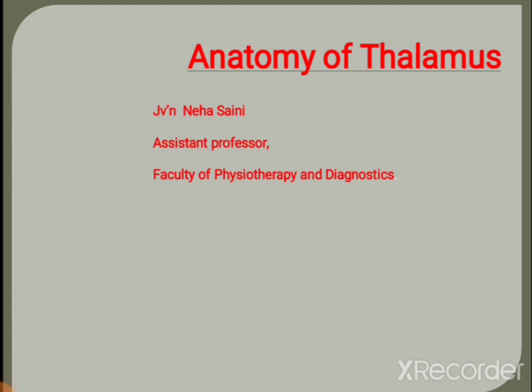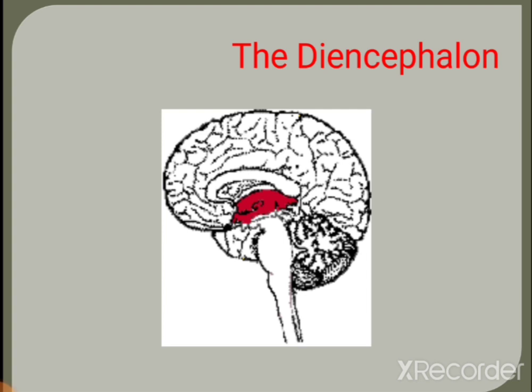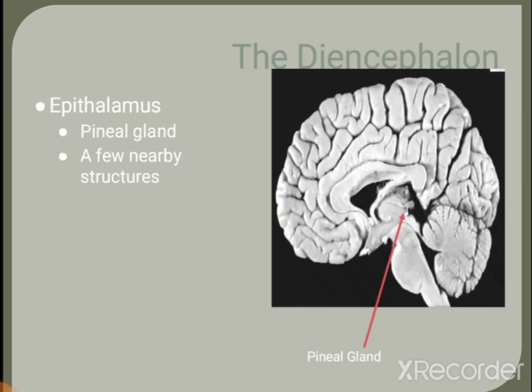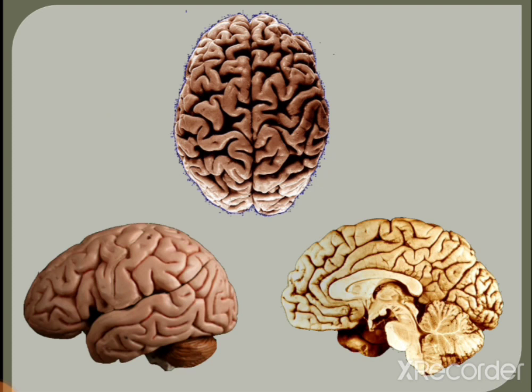Here I am going to tell you about the anatomy of thalamus. This is the location of thalamus in the diencephalon, which is highlighted with red color. There are four major parts of diencephalon: epithalamus, dorsal thalamus, subthalamus and hypothalamus. Epithalamus contains pineal gland and few nearby structures. In this diagram we have highlighted the pineal gland.